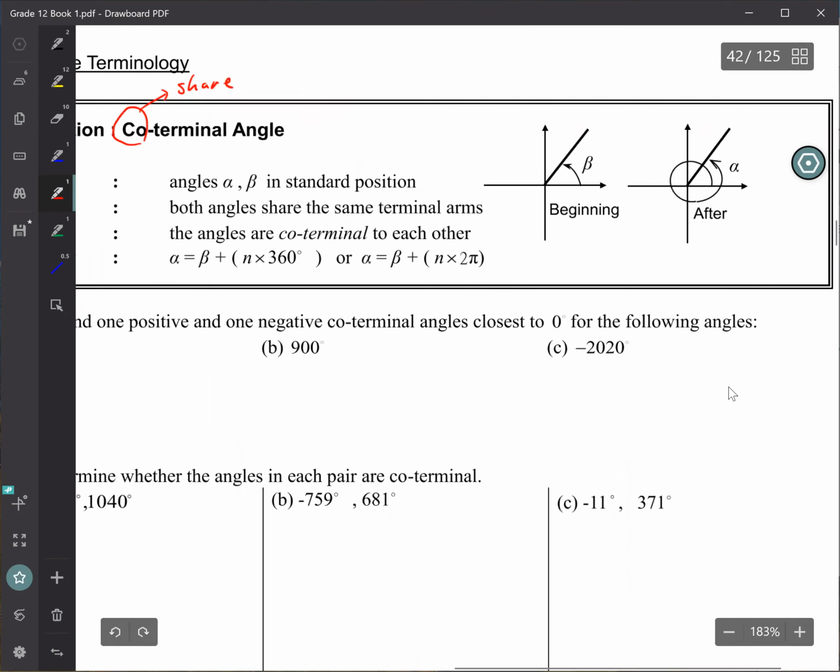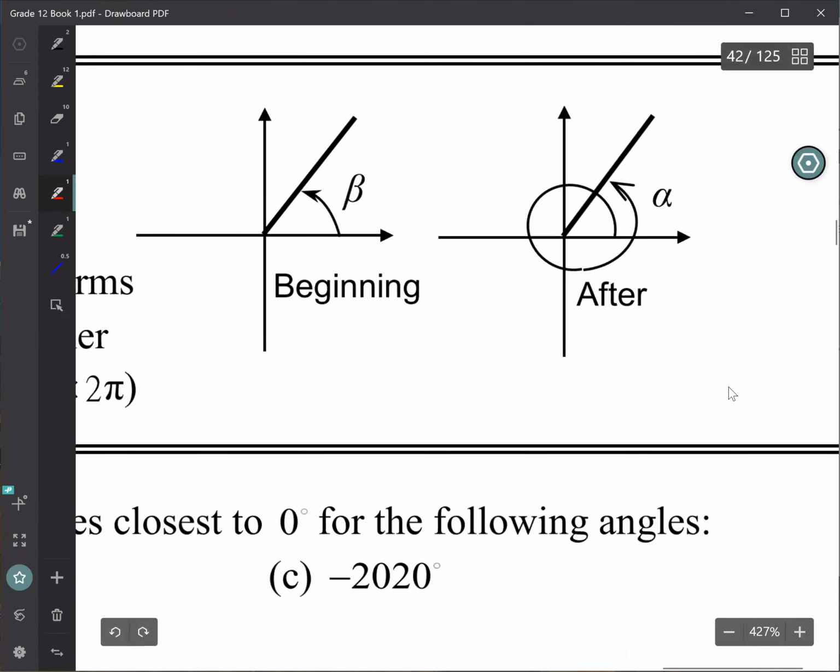So for example, here we have two angles. The one, beta, is called the beginning one. Maybe this one looks like a 60-degree angle. And then alpha is the after. So it turns more. After 60 degrees, it continues to turn another full circle, and then you stop. So how big is the after?